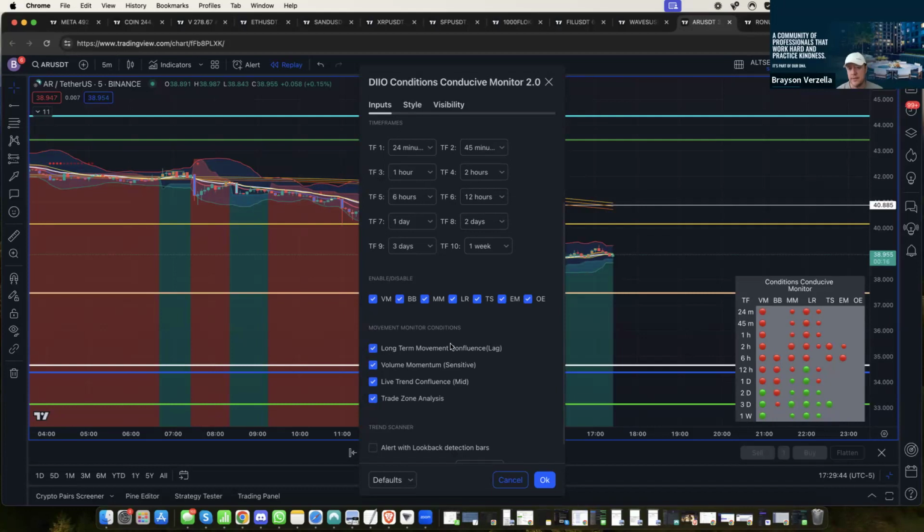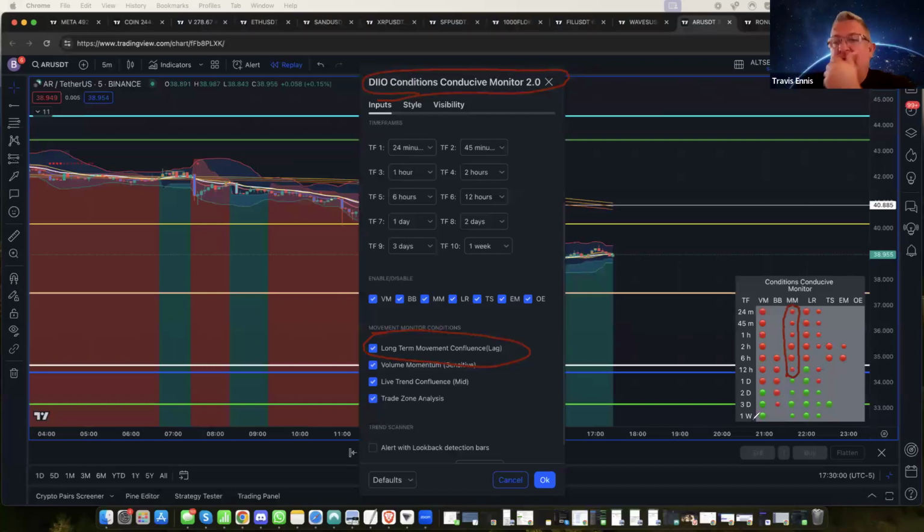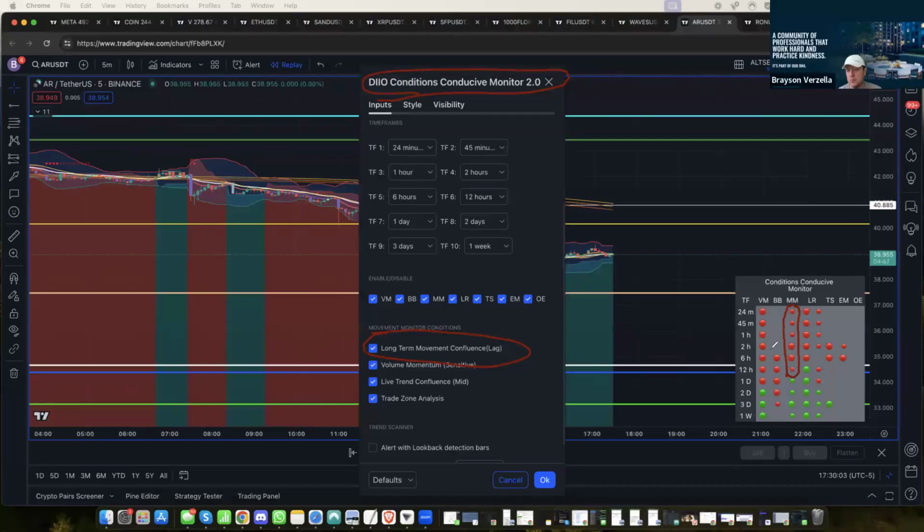Relative to the conditions conducive monitor, it's only checking this on this particular indicator, so it's only affecting whether these dots show up as small red or big red. If it's on the wrong side of long-term moving averages, they will not show up as big red. They will not show up as orange if they're on the wrong side of whatever time frame long-term moving average.